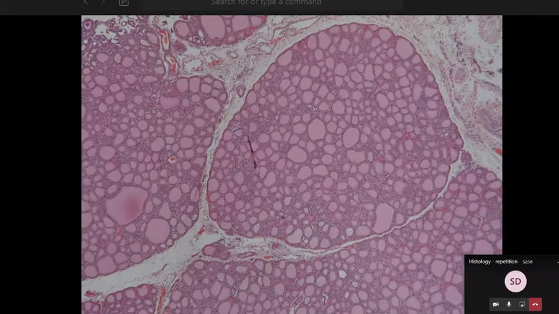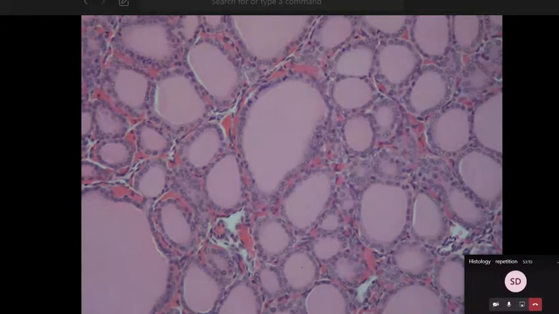You should distinguish two elements. Of course, the follicles, which are covered by the follicular cells, but you should also remember about the parafollicular cells, which are also called the C cells. And from the higher magnification, what do we have here? Of course, between the follicles, we have the connective tissue stroma.